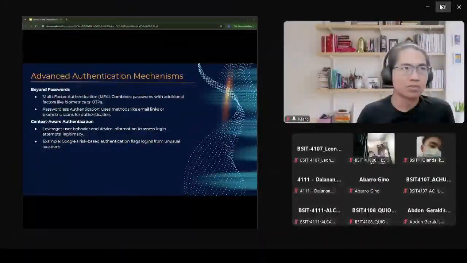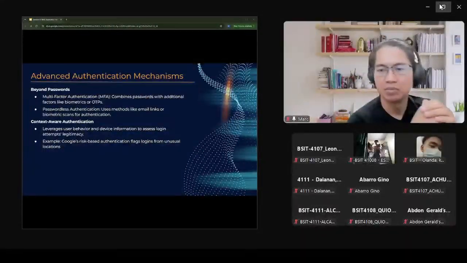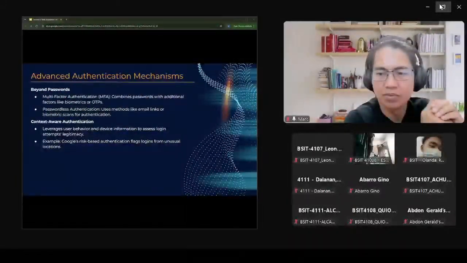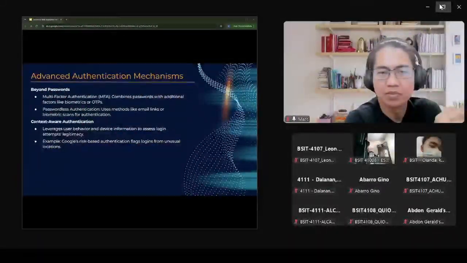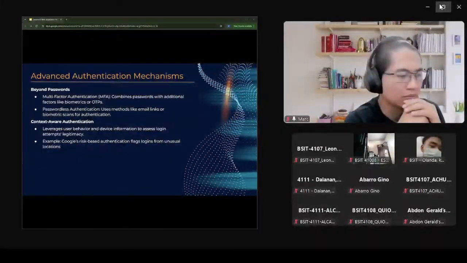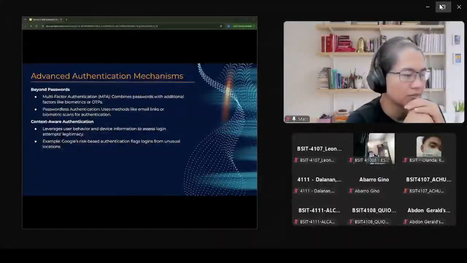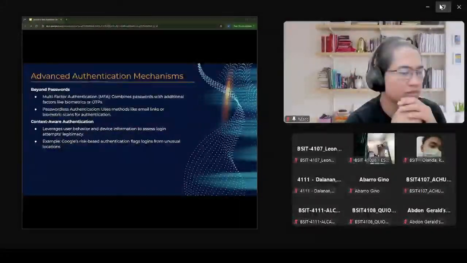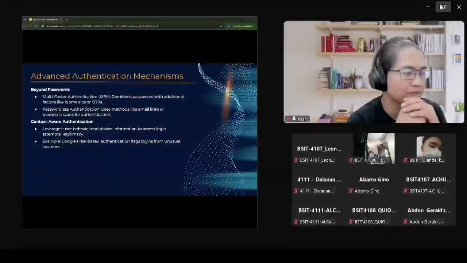Another approach is passwordless authentication. This approach eliminates the need for traditional passwords altogether, improving both security and user experience. Some of these methods include: 1. Email-based login links, where users receive a secure link via email to authenticate, or a biometric scan. Face ID or fingerprint scanners are used for access.